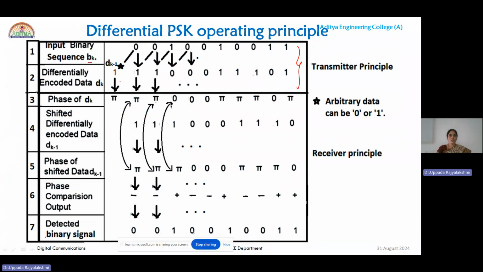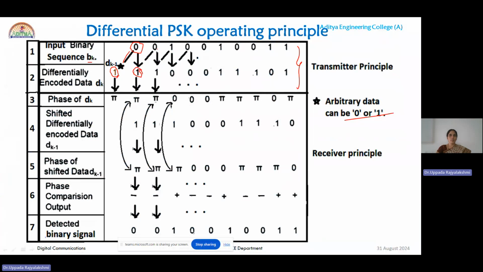Let us assume you have to compare the current data bit 0 with the past differential encoded data bit. But because we are not aware of this past differential data bit, we are assuming an arbitrary data bit that can be either 0 or 1. Here in this example, we are taking it as 1. Now the past differential data bit is compared with the current data. So 0 and 1 are compared. If the data is different, we know that the output is 1.